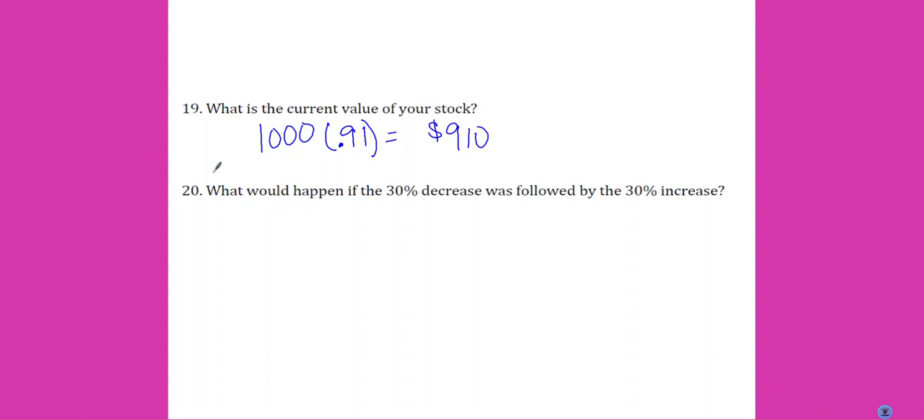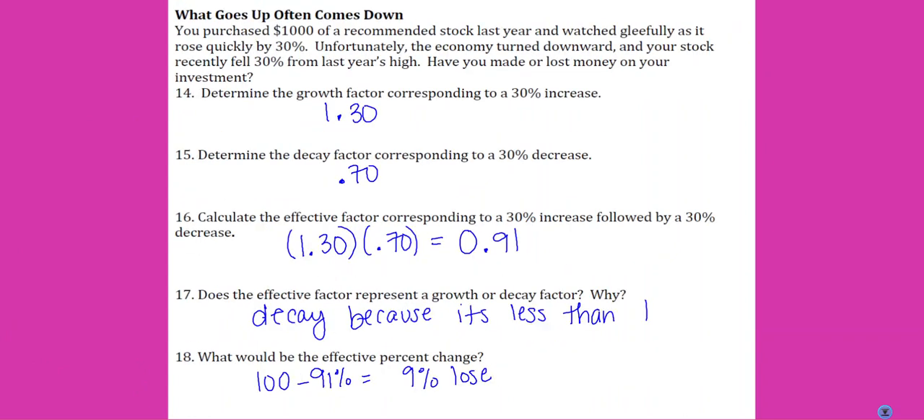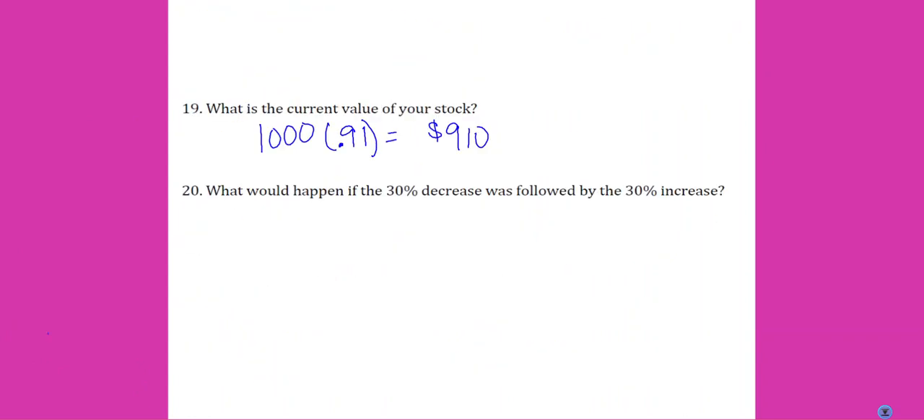What would happen if the 30% decrease happened first and then was followed by the 30% increase? Remember back to when we first defined effective decay factors. The effective factor stays the same regardless of the order the changes are applied. So it would have the same result.